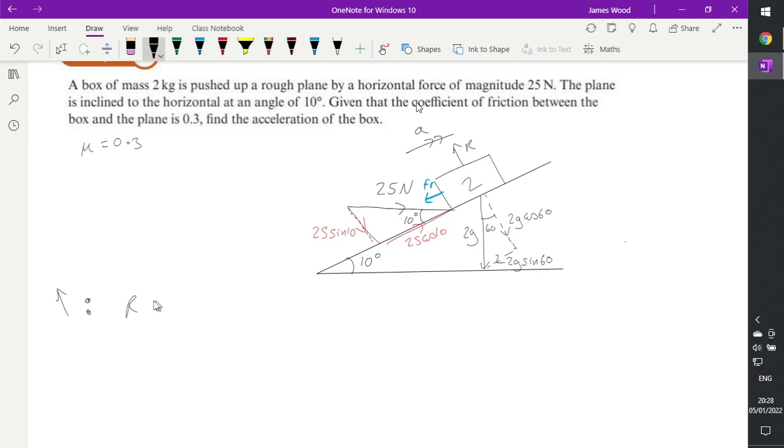find friction. So I've got R. That must be equal to 25 sine 10 plus 2g cos 60. Just because I've got this force going in that direction, and then I've got that one and that one going the other direction. So R must be the same as this plus this, because perpendicular to the slope, it's not accelerating. It's accelerating up the slope, but in this direction, it's not accelerating. You could write R minus 25 sine 10 minus 2g cos 60 equals 0 if you preferred. But now we've got this, we can work out what R is. So that gives me a value for R of 14.14.